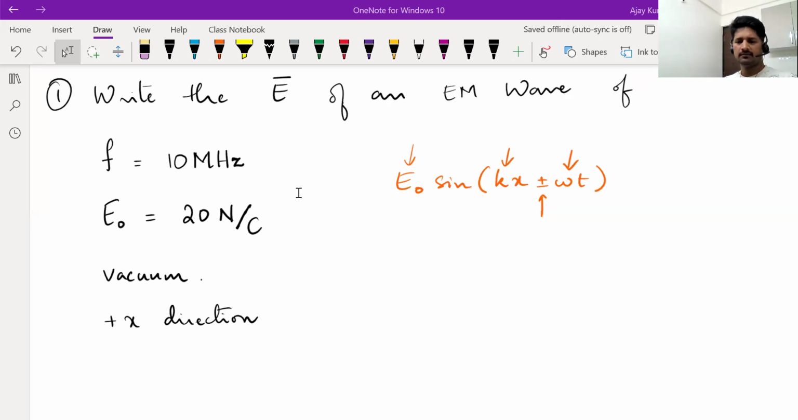How much is E naught? Sir, E naught is 20. E naught is 20. Next. From frequency, what can you tell? Which term can be calculated? Sir, omega. How are they related?